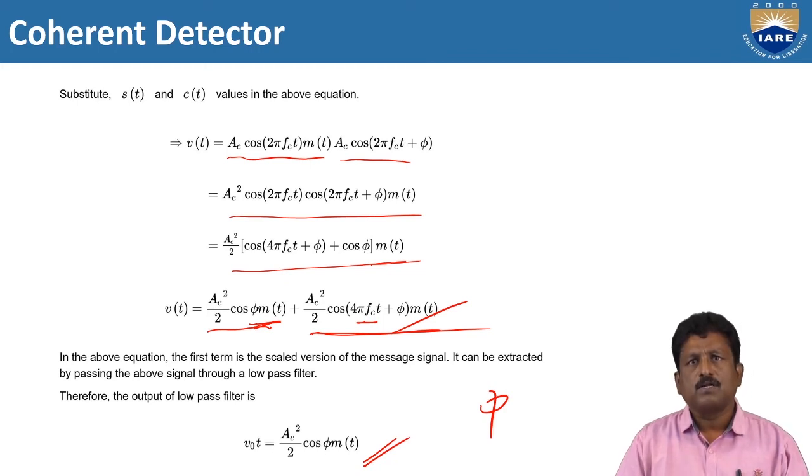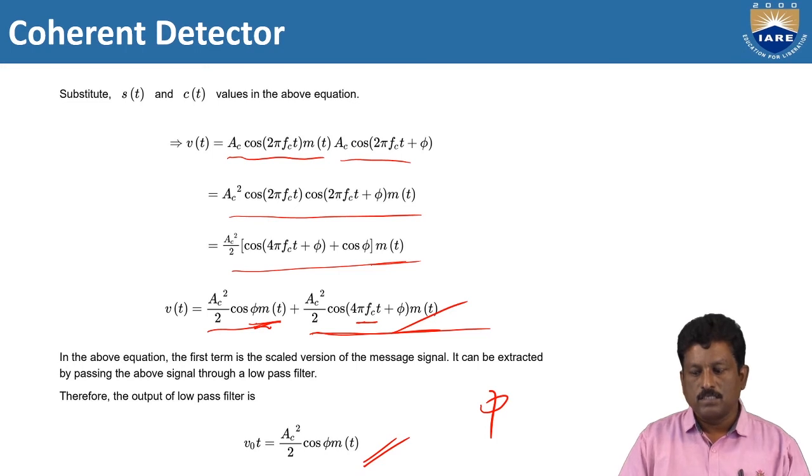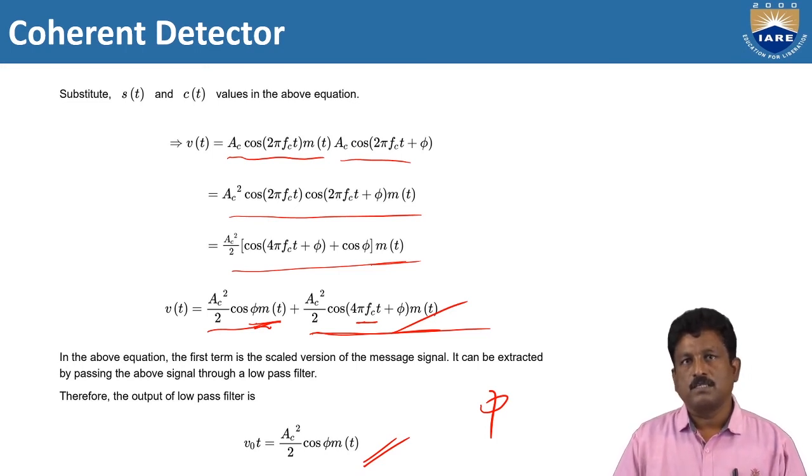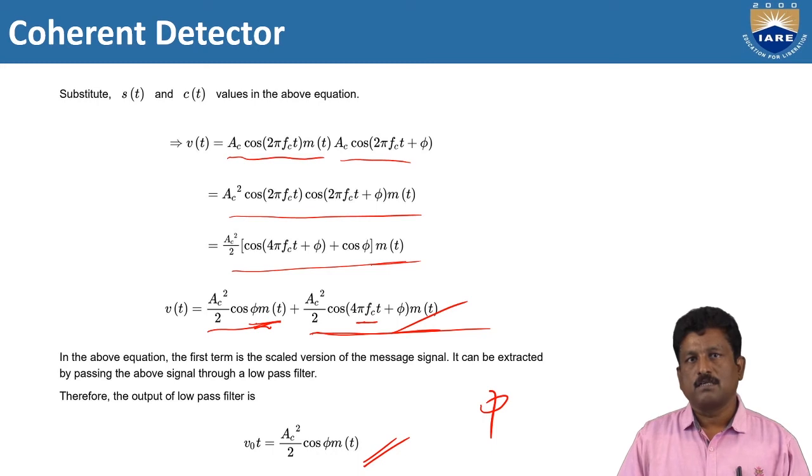That means overall we are making coherency between the carrier signal generated by the local oscillator and the carrier signal used at the transmitter. There is a minor difference of phi, so based on the phi value, you can fix it and regenerate the original, maximum modulating signal m(t). So V0(t) is equal to Ac squared by 2 cos phi m(t). This is the procedure for how you retrieve the original signal m(t) by the DSB demodulation technique of the coherent detector.